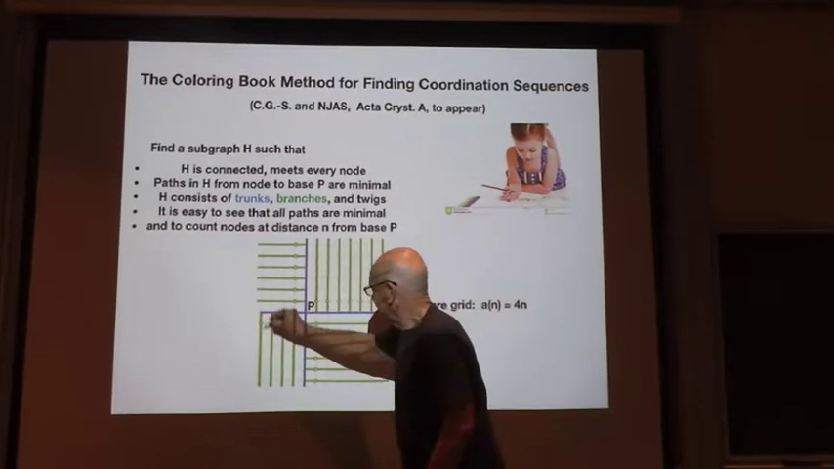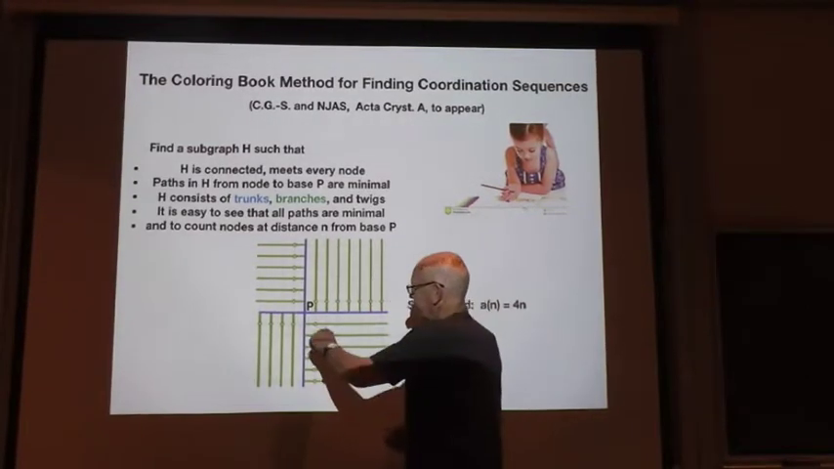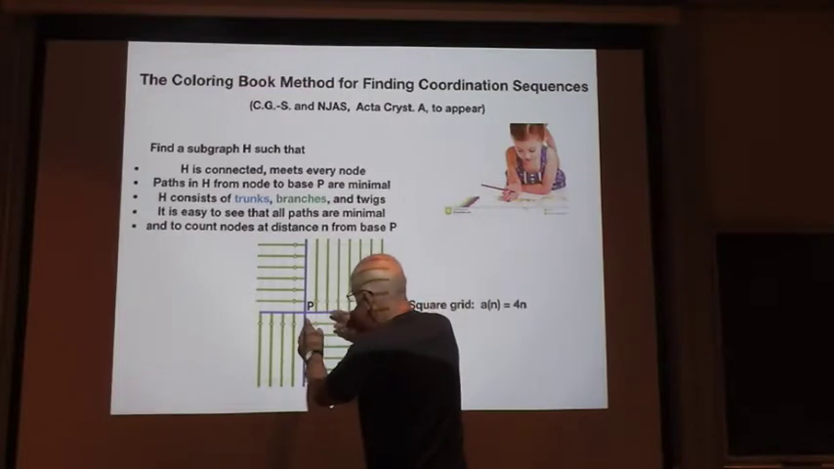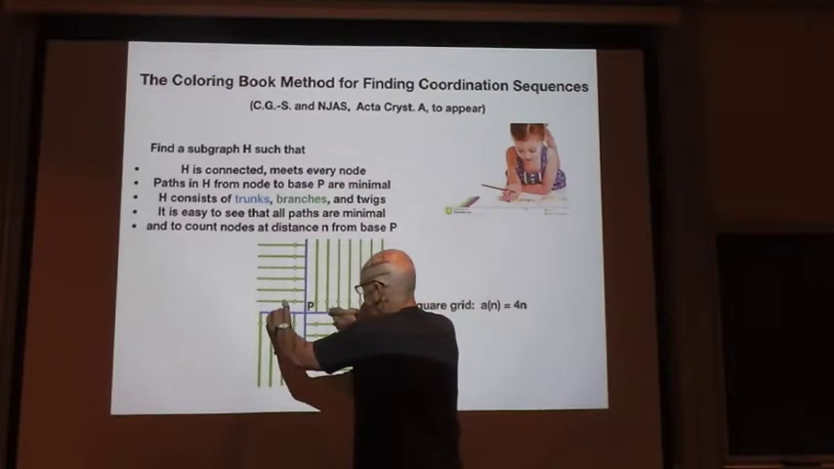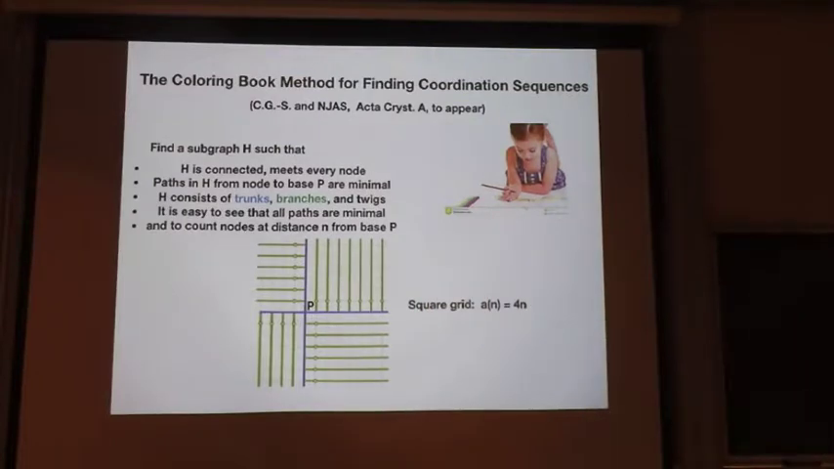So this works for the square grid. You draw these 4 trunks and these green branches, and you can see that every time you move one step further, you add one more node. It's not so clear here, it's much clearer for the Cairo thing.